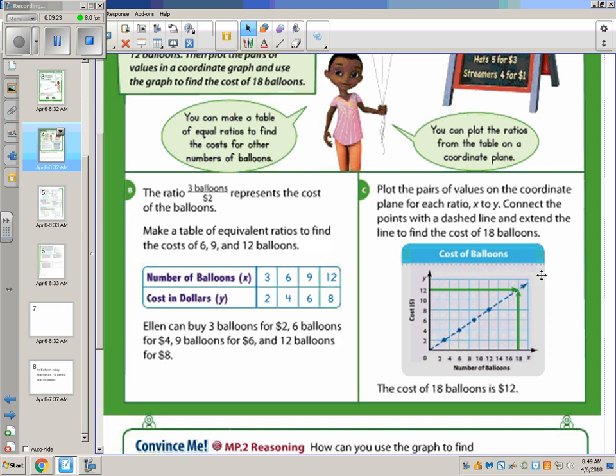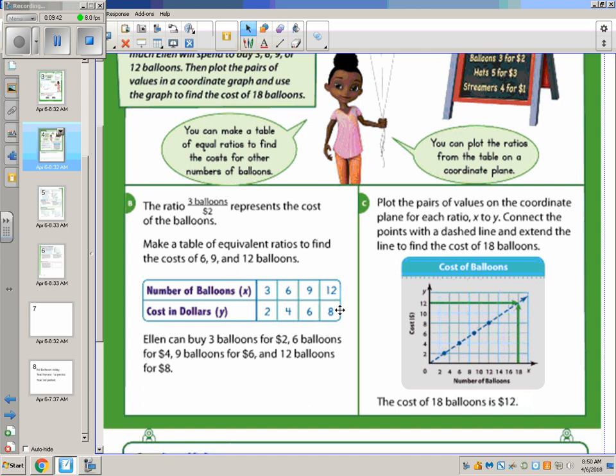That makes this nice, neat line. One thing that's cool about ratio tables and plotting these charts, these graphs, is that we can look at the graph to find the cost for something that they haven't figured out yet. So they wanted to know what it's going to cost if she buys 18 balloons. Well, if my line goes in a straight line and I graph it and I have this nice straight line, I can go over on my graph and find whatever number I want.